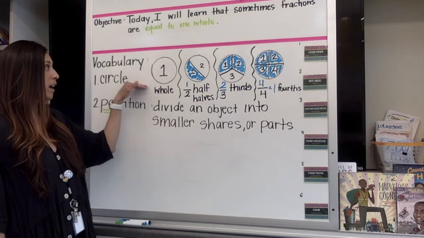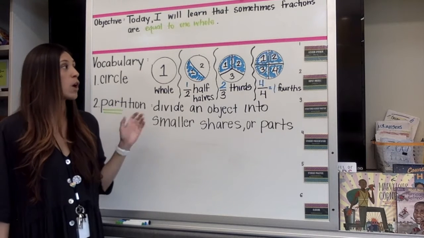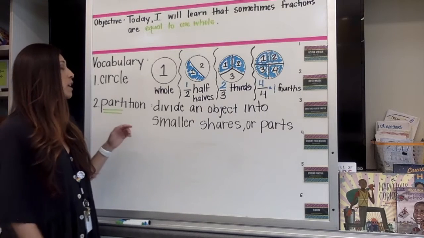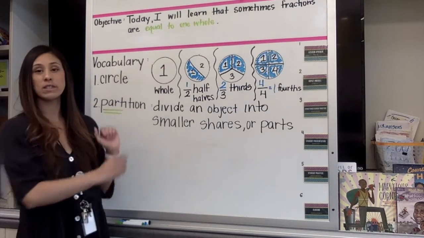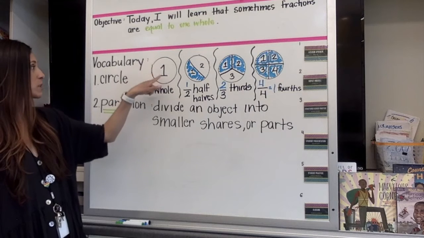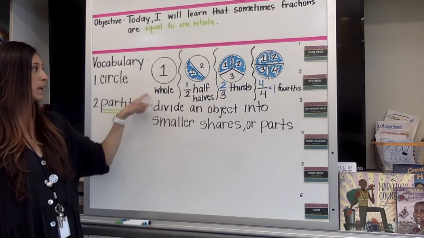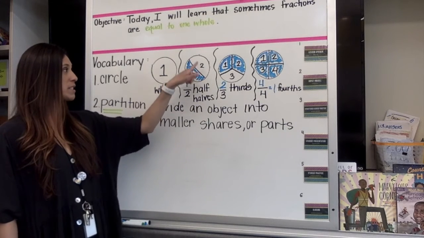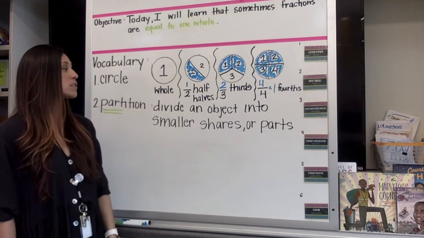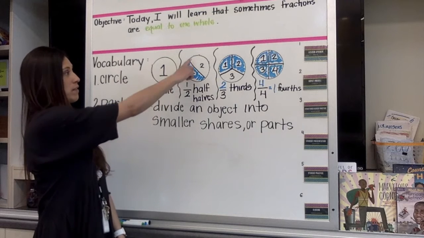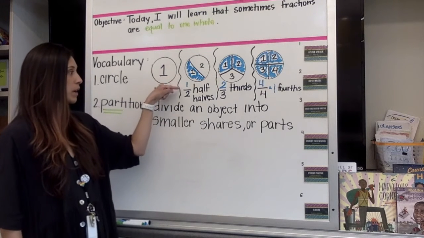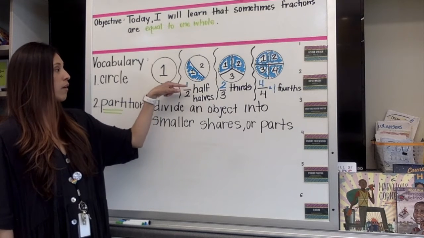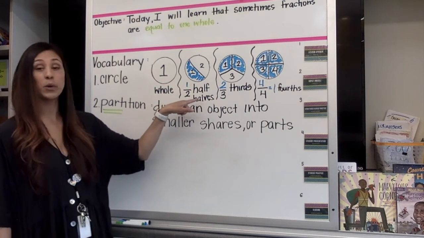So up here, when we come back to the circles, you can see that I have partitioned these circles into smaller shares. So I started with a whole circle, okay? So this is just written as a 1. In words we would call it a whole. Now I partitioned this circle into halves. So 1/2, 1 out of 2 parts, is shaded. So we could say that 1/2 is shaded, or we can say that there are 2 halves.